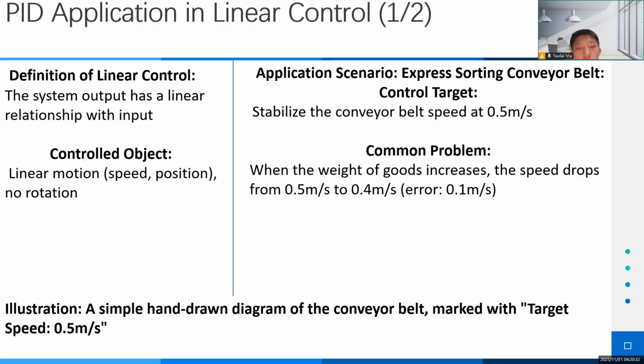The control target is to keep the belt speed at 0.5, but there's a problem. When more heavy packages are on the belt, the speed drops to 0.4. That's an error of 0.1, and PID helps fix this.